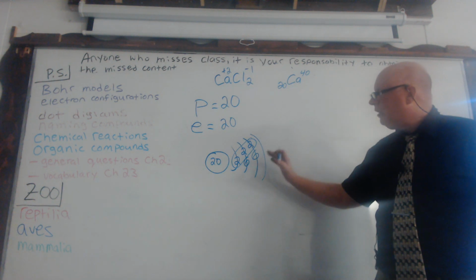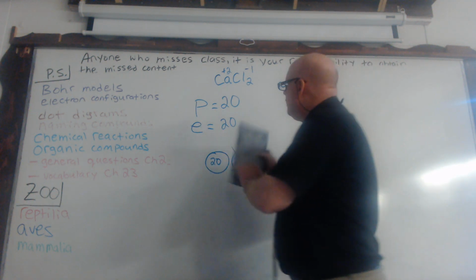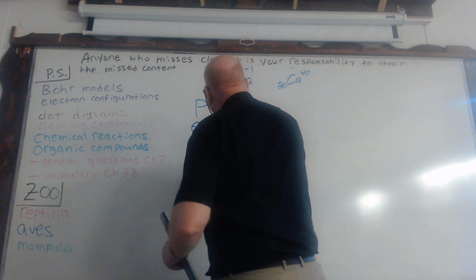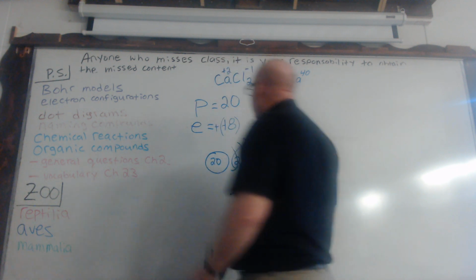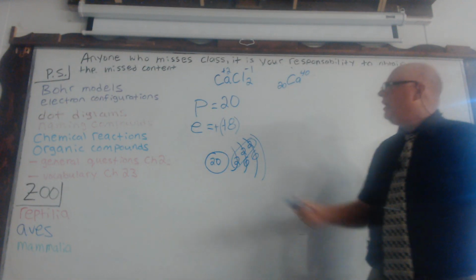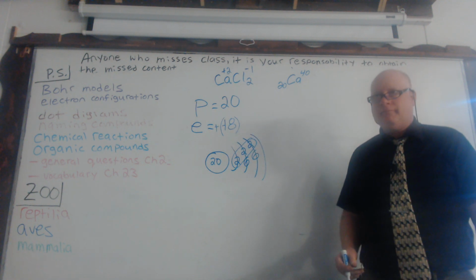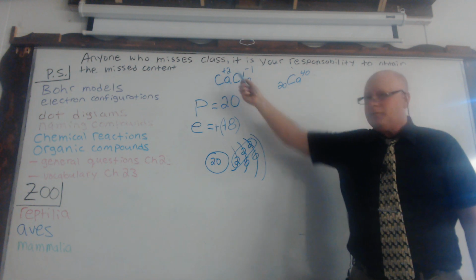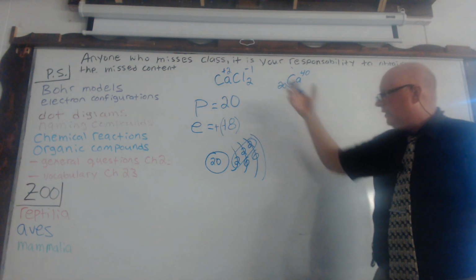So now if we had 18 negative charges now, oops, I meant to put that there. That's what I meant to do. What happens when you add those two together now? And what are we supposed to get? 2. Positive 2. Okay? So that's why this calcium has a charge the way that it does.